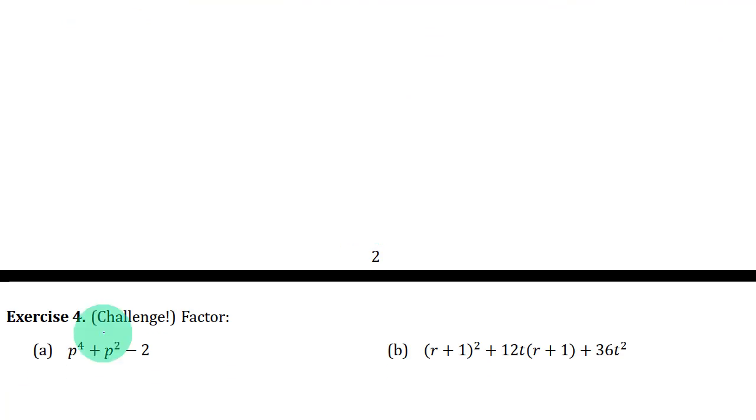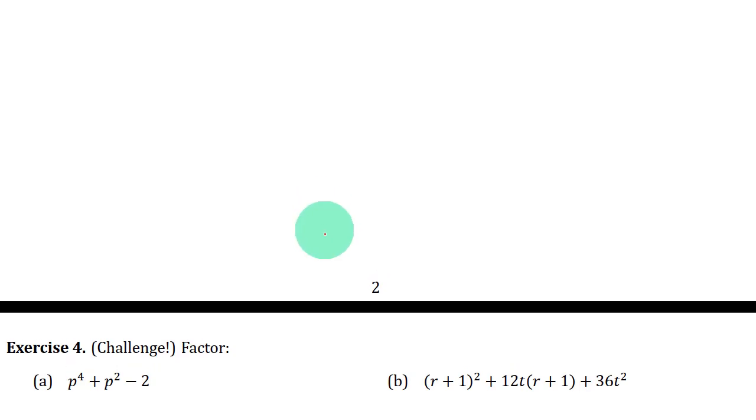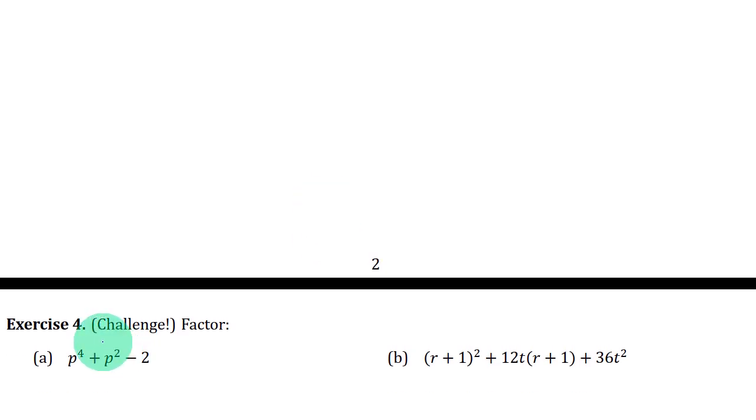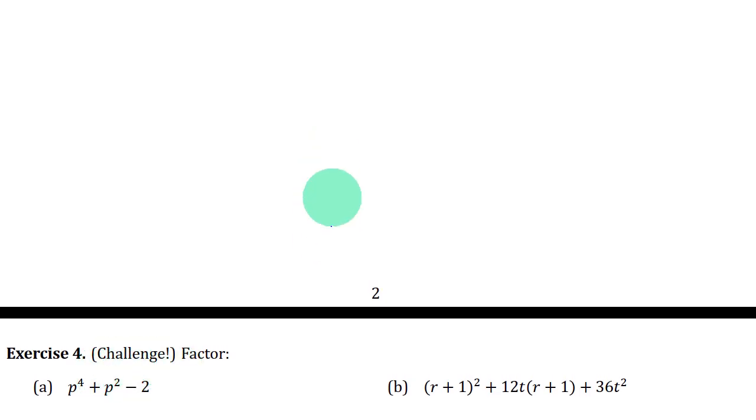And by the way, exercise 4 is a challenge problem, which means it's kind of optional. If you're struggling, you can skip that if you want. But if you want to get like an A in the class, you should definitely do challenge problems.